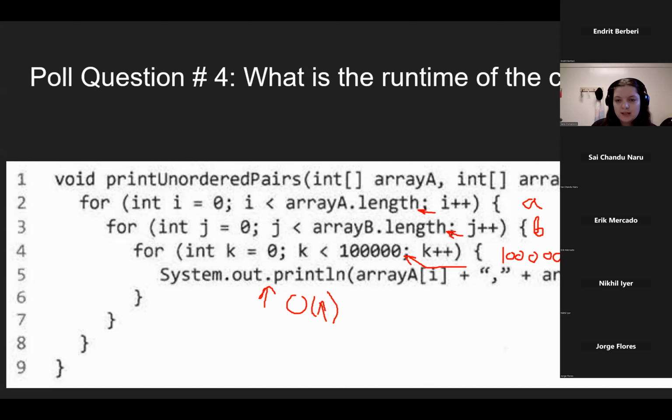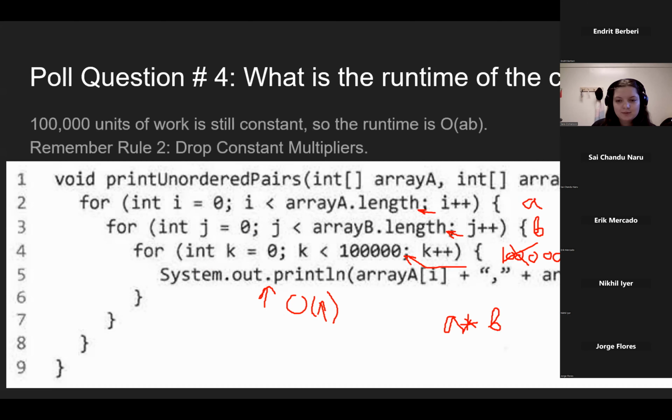Okay, so for people who said n squared, yes, you could technically do that if you knew the relationship between a and b, but we don't give you any context here, so I would honestly just keep it as a times b. And because the last one is a constant, we don't care about that. So we just drop the 1,000. So yeah, O of a times b. Good job, guys.